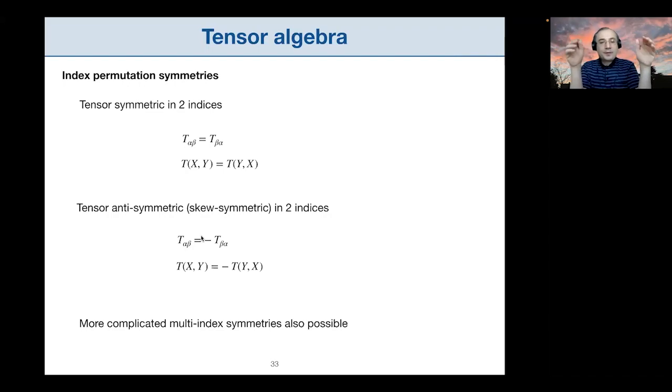These are only the simplest possible symmetries of tensors. There are much more complicated types of multi-index symmetries possible. And in this lecture, when we talk about the Riemann tensor, you'll encounter somewhat more complicated symmetries. But at the moment, I'm just signaling that these two types of symmetries are always possible. So when you have an object with a lot of indices, some of them on the top, some of them on the bottom, you can always ask whether this tensor is symmetric or skew symmetric with respect to any pair of indices at the same level.